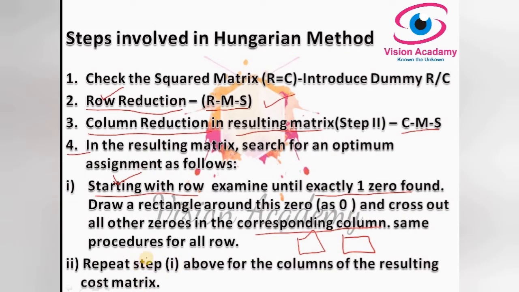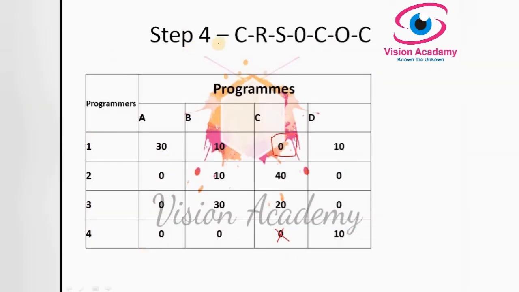The step says, repeat step 1 above for the columns of the resulting cost matrix. After obtaining the result from this, you should repeat the same thing. What you did in the first step, that same thing you should give. It means you have to start from the column. We had started from the row, but here we want to start from the column. The same thing. So here I have codified. First you have to go through the column.